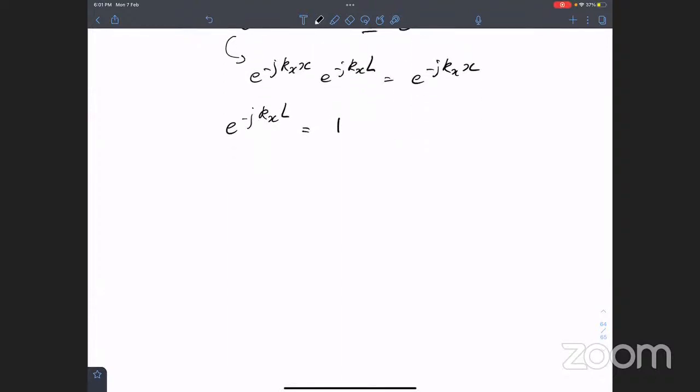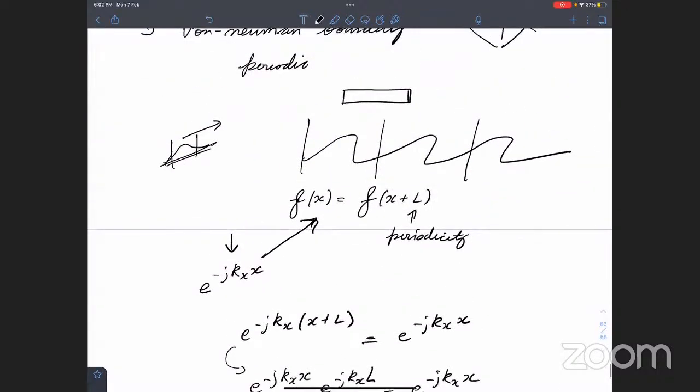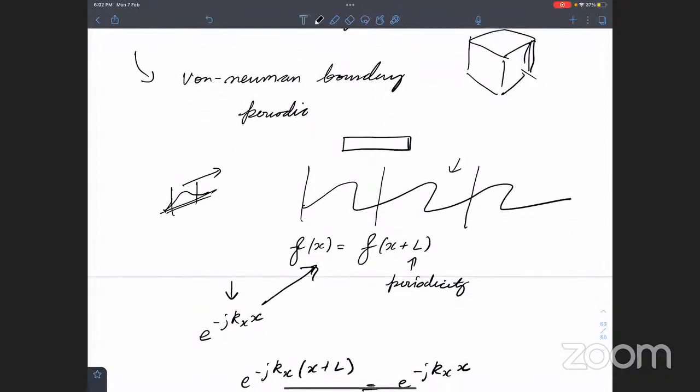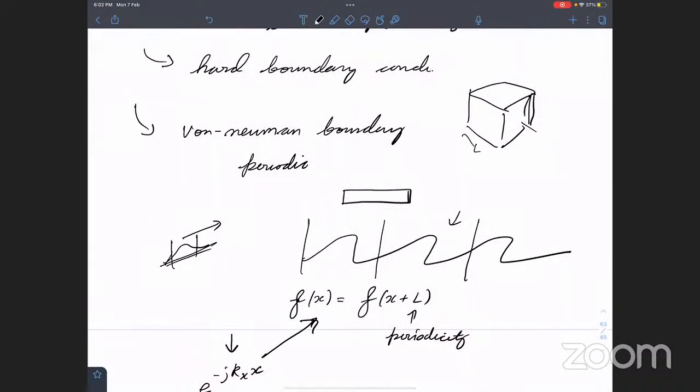How is this possible? It's only possible if kx times L is n times 2 pi. It can be plus n or minus n. It can be 0 also. That is the beauty of this particular choice. If I take n equal to 0, the wave function is no longer confined, it is periodic, so it actually exists everywhere in the box.